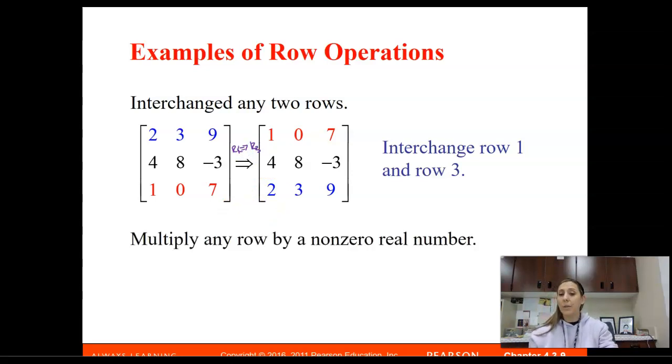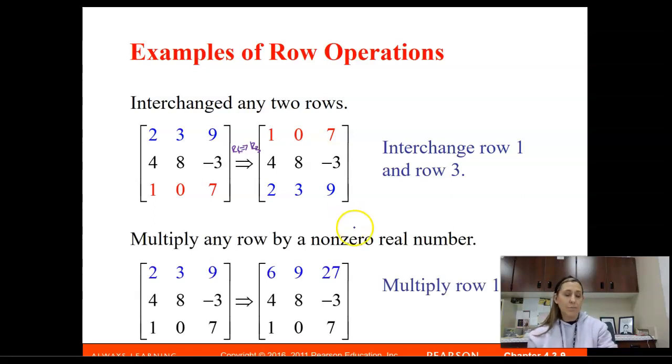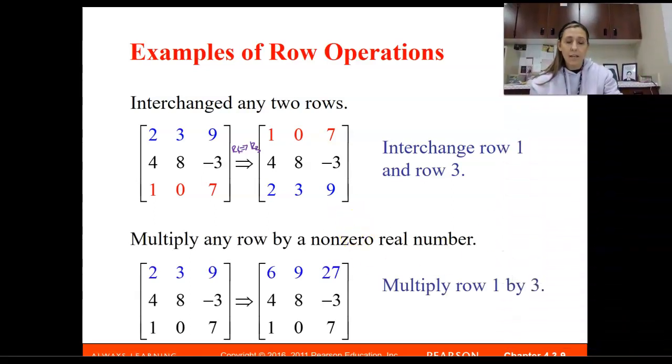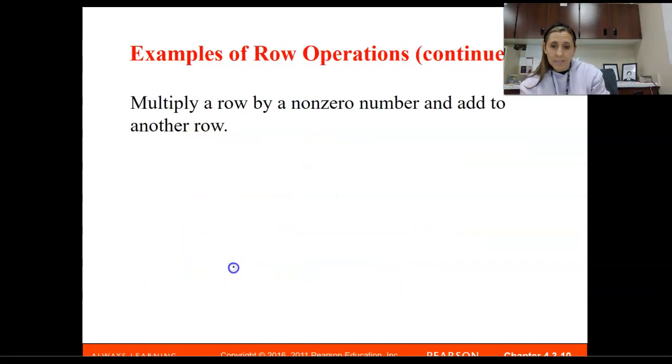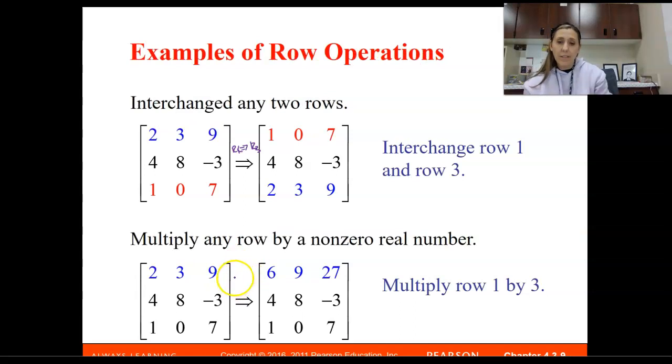We can multiply any row by any non-zero number. Oh, my face is in the way. Okay, so what we're going to do here is multiply row 1 by 3. The way that I would write that is 3 row 1 equals row 1. So if I multiplied row 1 by 3, then I would get that.